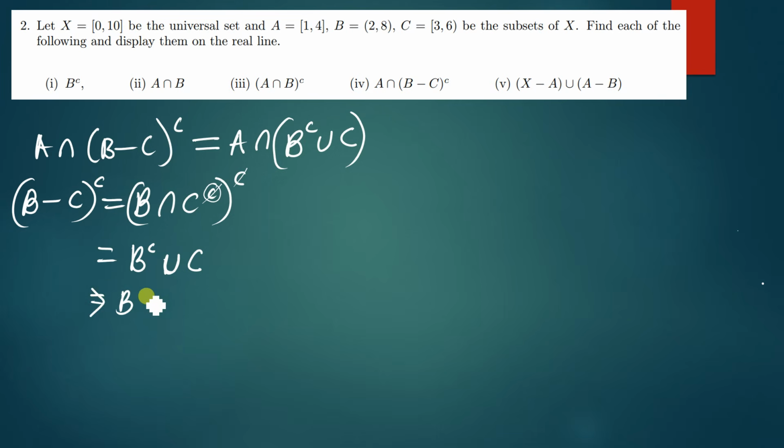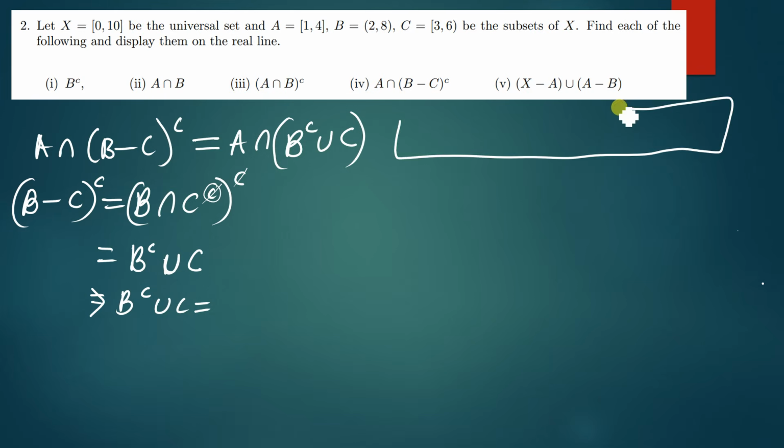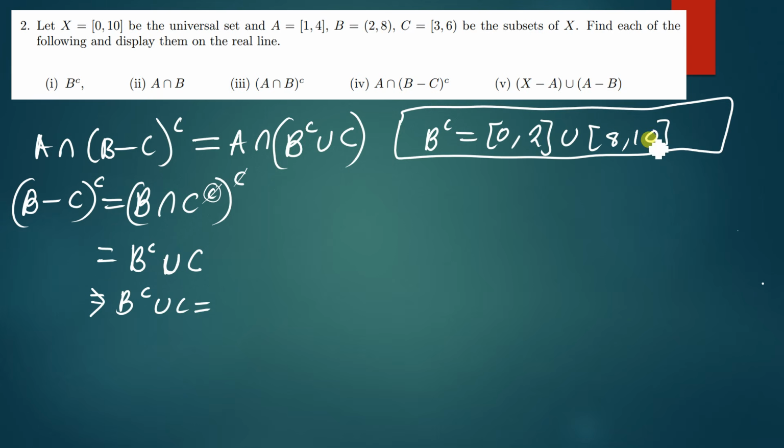So B complement union C is going to be equal to, first of all, we need to find what B complement is. If you remember very well, we found B complement to be from 0 to 2, then union from 8 to 10. This was our B complement. So now we're trying to find the union set between this B complement and C.